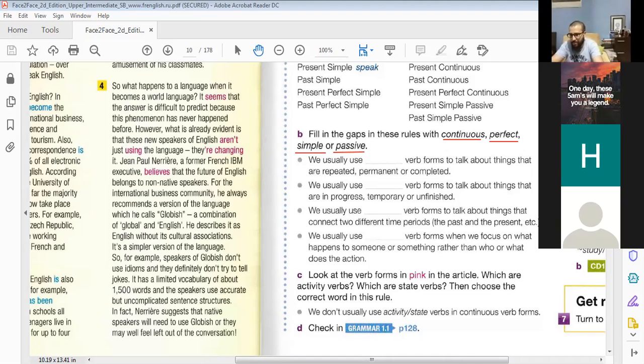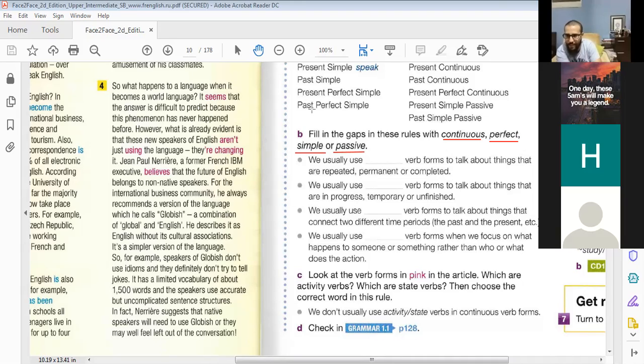What's the right answer, do you think? Simple, I think. Yeah, we usually use simple to talk about things that are repeated, permanent, or completed. A simple aspect, yeah. Okay, let's go with simple here. Let's see. Maybe that's right.